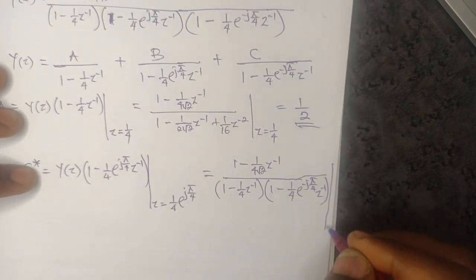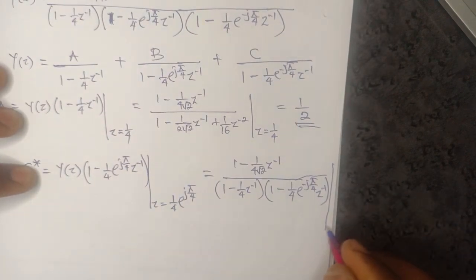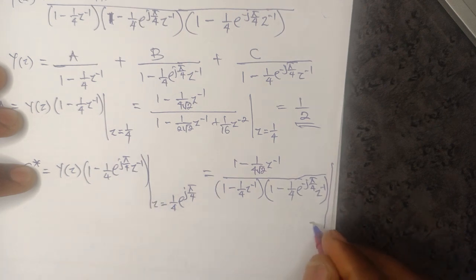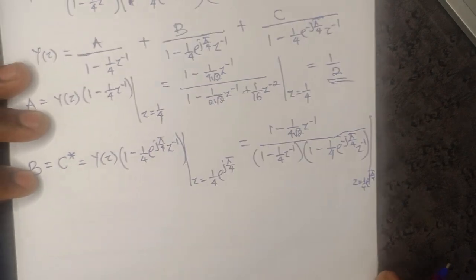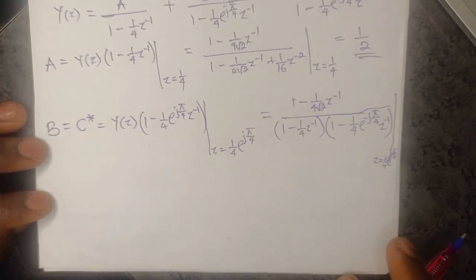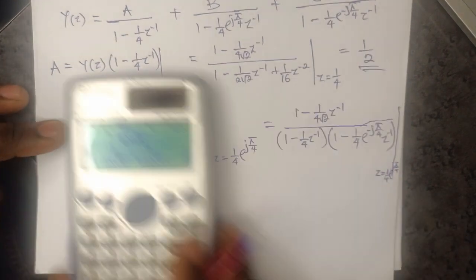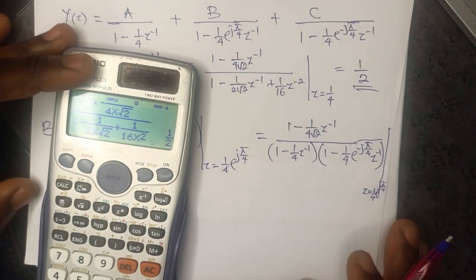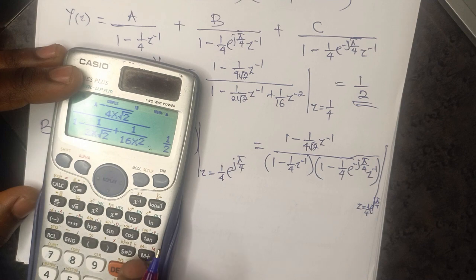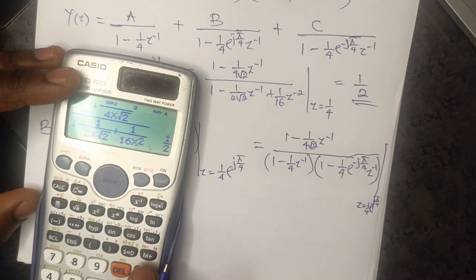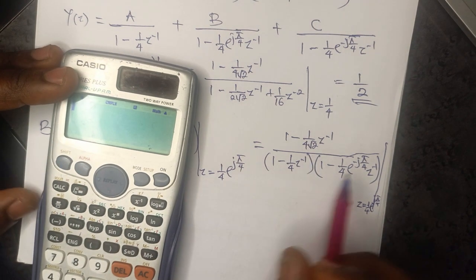So at z equals 1 over 4 e raised to the power j pi over 4. When z is equal to that, what we want to do now is to put this expression in our calculator. So if we want to put that in our calculator, what do we need to do?